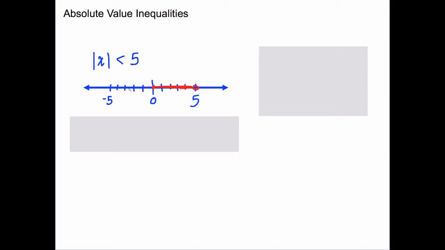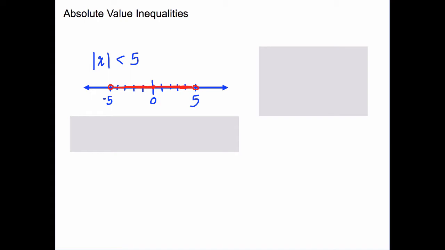But now let's look over here to the left. Negative 1. The absolute value of that is 1, and 1 is less than 5. And the absolute value of negative 2 is 2. That's less than 5. So all of the numbers on this side of the number line up to negative 5 also have an absolute value less than 5.